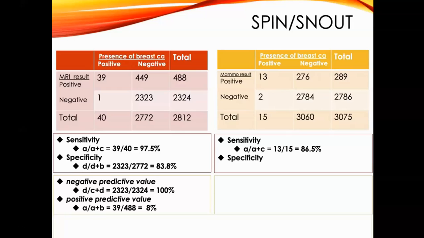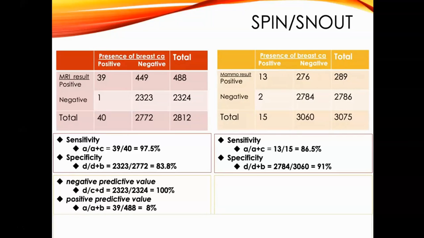Let's do the specificity next. Go ahead and take a second and fill this in on your worksheet. You're going to fill in the formula and then the calculations for mammogram. D over D plus B, and when you fill in the calculations, it comes out to 91%. And again, that mirrors what we see in clinic. The specificity of mammogram is better than that of MRI.